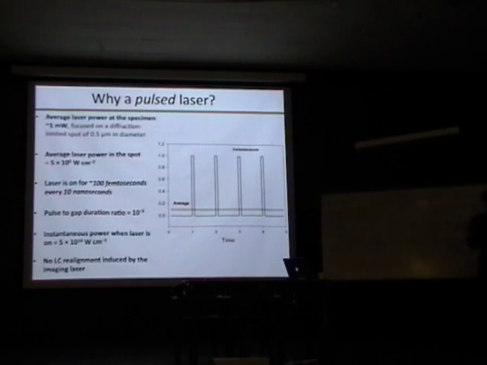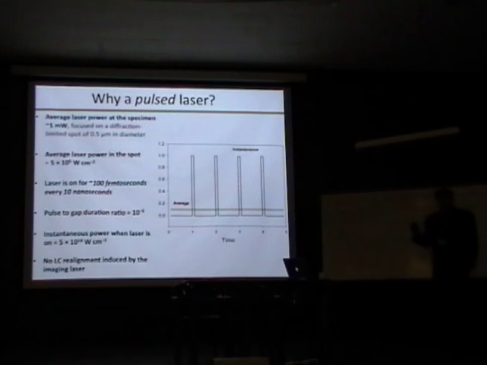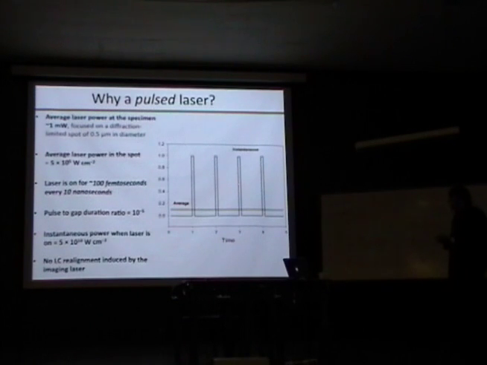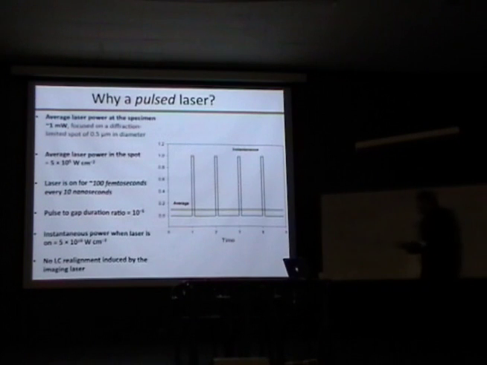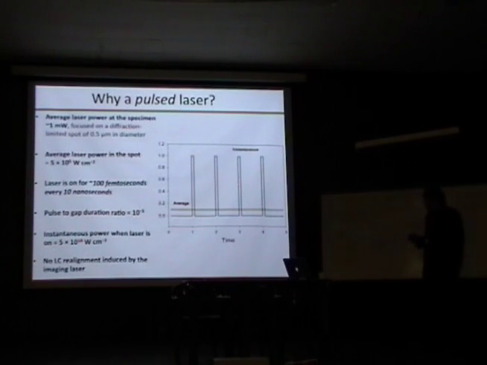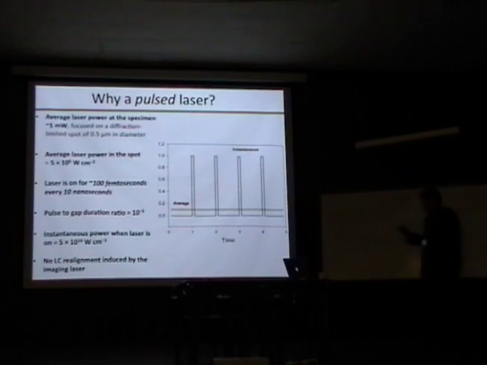Although the instantaneous laser power is fairly large, the average laser power can be still fairly low, can be well below a milliwatt of laser power, so one doesn't have to worry about damaging the sample in the course of imaging. So if one utilizes pulsed laser beams, for example, 100 femtosecond pulses every 10 nanoseconds, then this can give a fairly large instantaneous power of the order of 5 times 10 to the power 10 watt per centimeter squared, although the average laser power is fairly low, so there is no need to worry about damaging the sample, right?